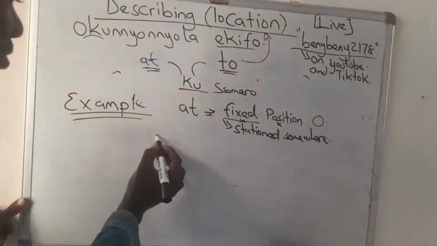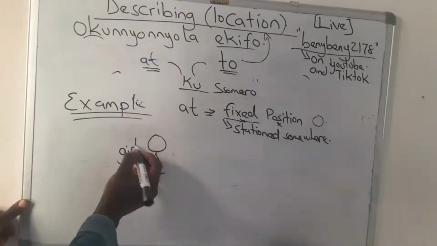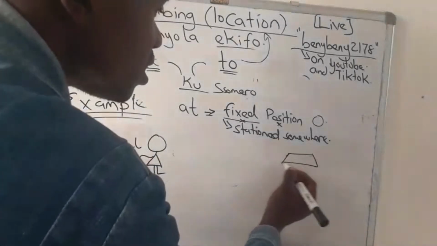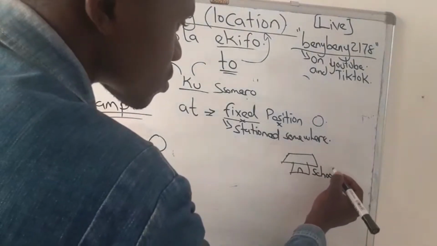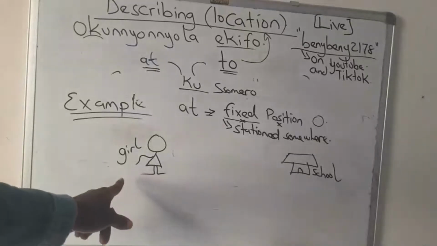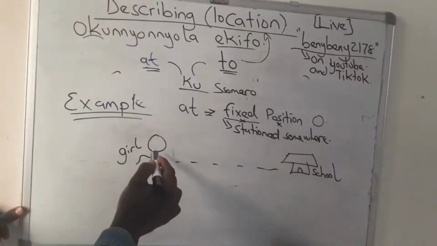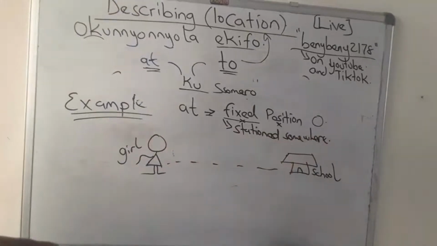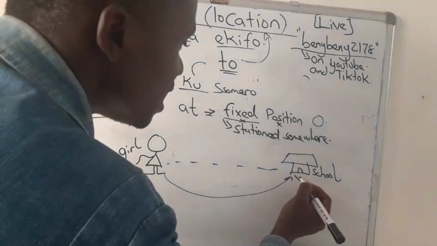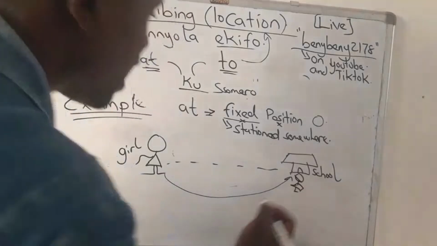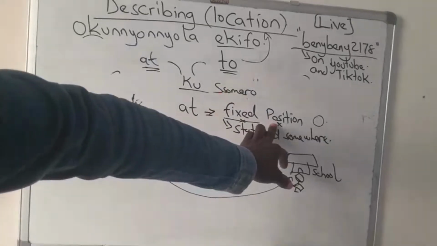For example, if I have a girl here, and this girl is heading to what? Is heading to school. If I can say, I have this girl, but this girl is heading to what? To school. So I cannot use at when the girl is still in motion. I use at when the girl has already stationed here. That's why I've said at is used when something is at a fixed what? A fixed position.